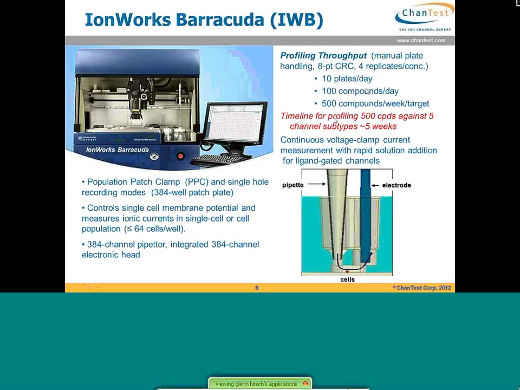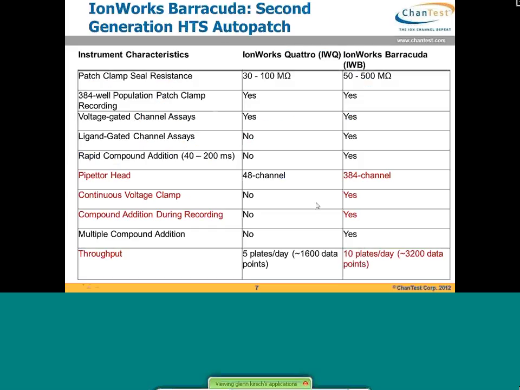And of course, a screening study in single point mode would have much higher throughput. The characteristic features of the IonWorks Barracuda that we use in this series of assays are the continuous voltage clamp capability, compound addition during recording, and the high throughput. We're not using the multiple compound addition in this series of experiments, so we're running the assays essentially in the cross plate design that Jim referred to earlier.